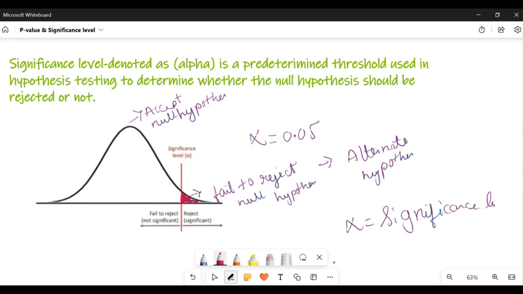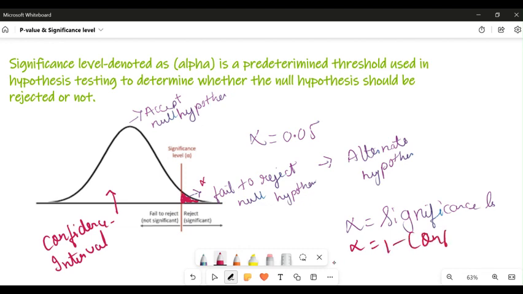And this other part is called the confidence interval. There is another way of writing also. Alpha is equal to significance level, and alpha is also equal to 1 minus the confidence interval. Why 1 minus the confidence interval?